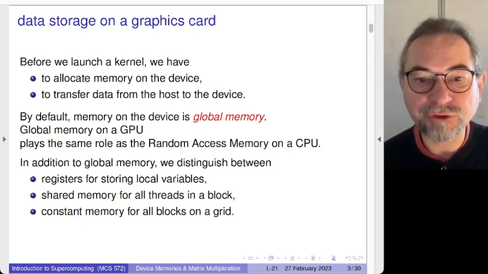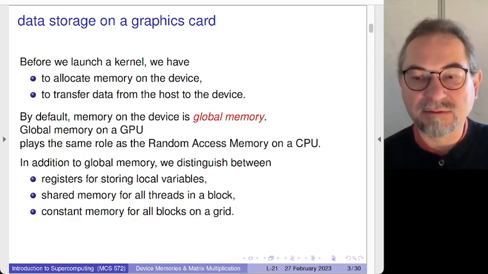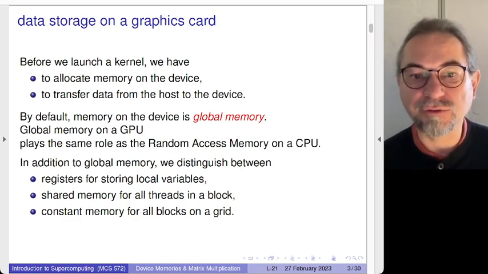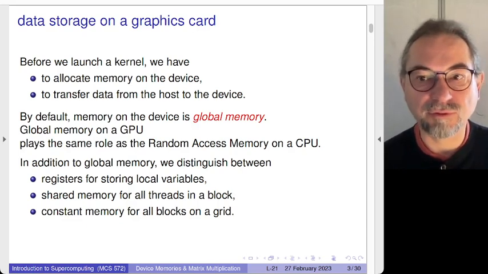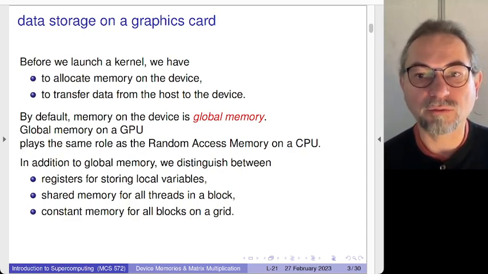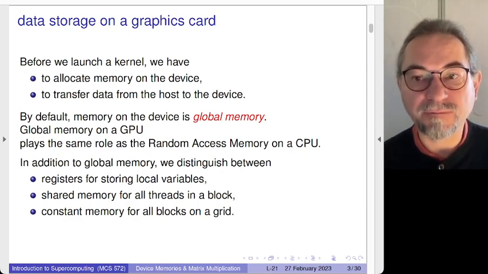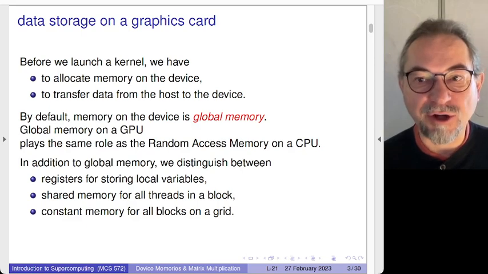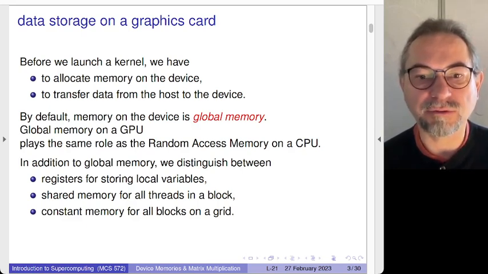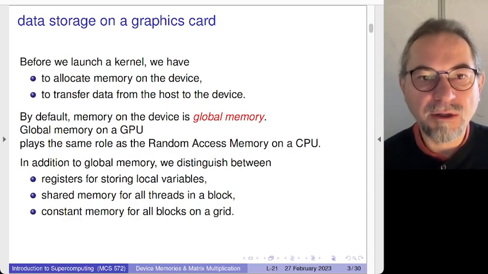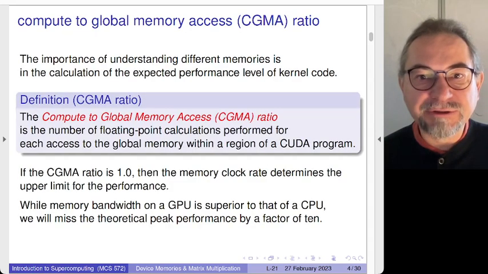And there is also constant memory that is accessible to all threads in all blocks on a grid, and that is very useful for constants because it's a read-only memory. During the execution of the kernel, threads can only read from constant memory. So these are the main definitions.